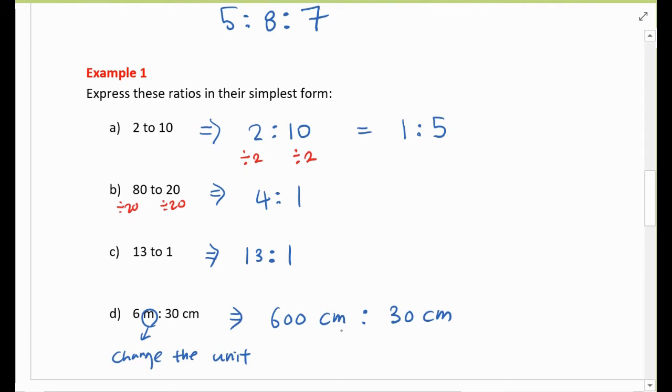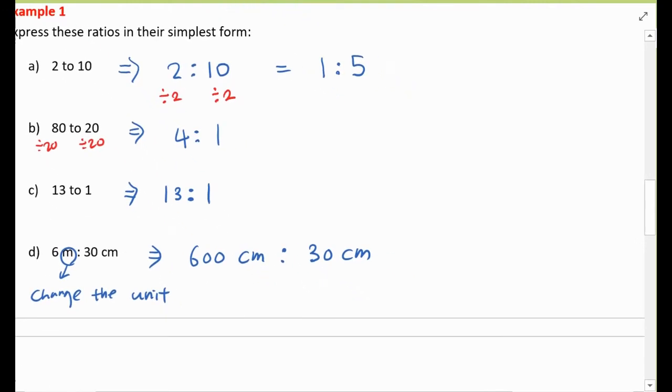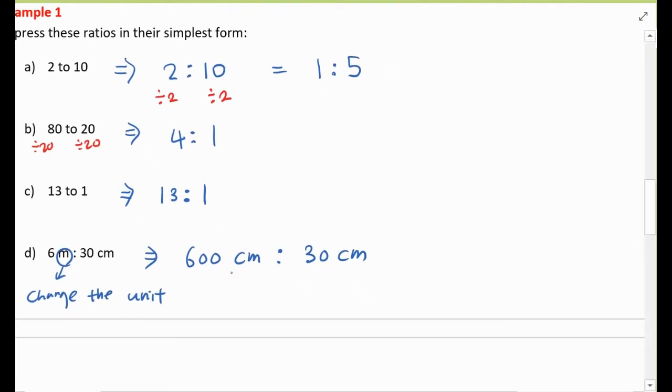Okay, 600 to 30. So what number would you use to divide both numbers? I'm going to choose 30. Alright? Then 600 divided by 30 is 20, and 30 divided by 30 is 1. So the answer is 20 to 1.